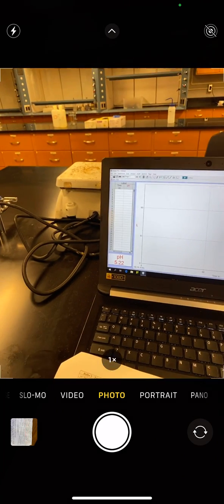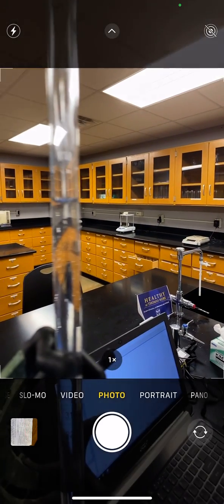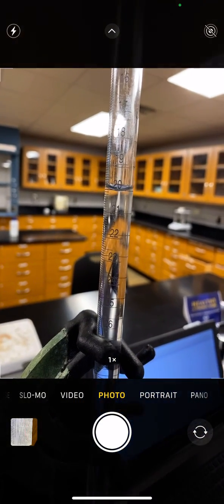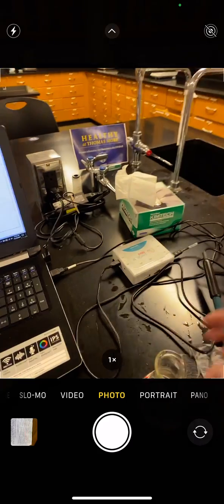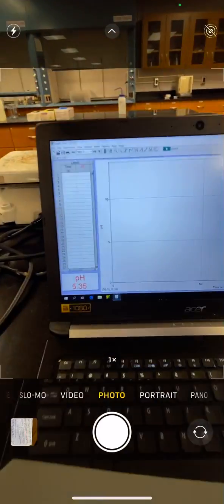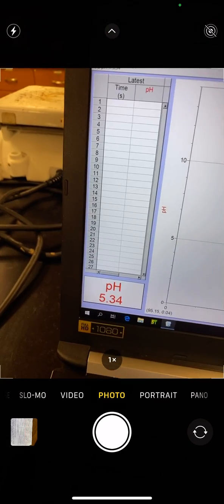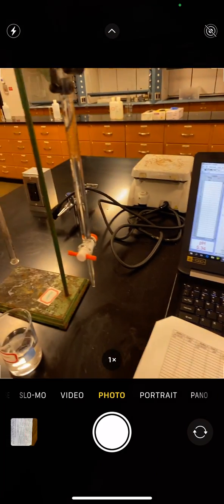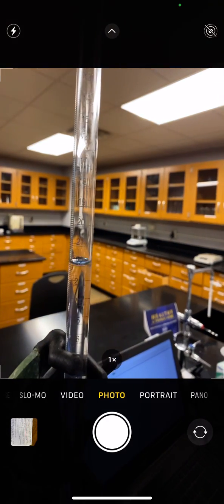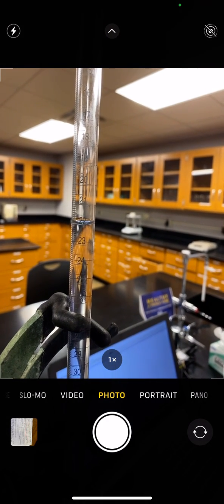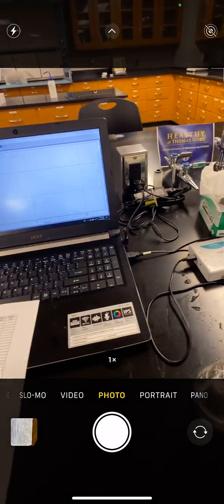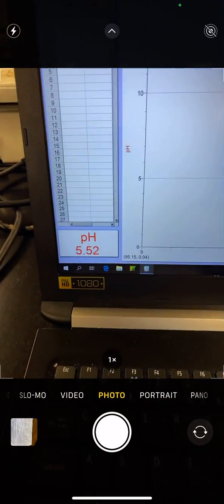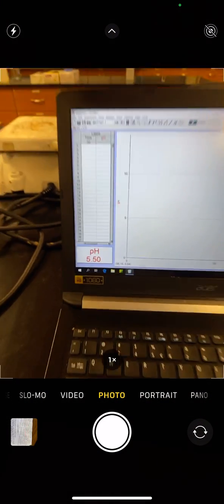5.22. Remember we started at 5.06. I'm saying that to remind myself. Come on, focus. There we go. 1, 2. Added 2 milliliters again. Got the probe in. 5.34. Add 2 more. Close to 2. Put the probe in. 5.50.